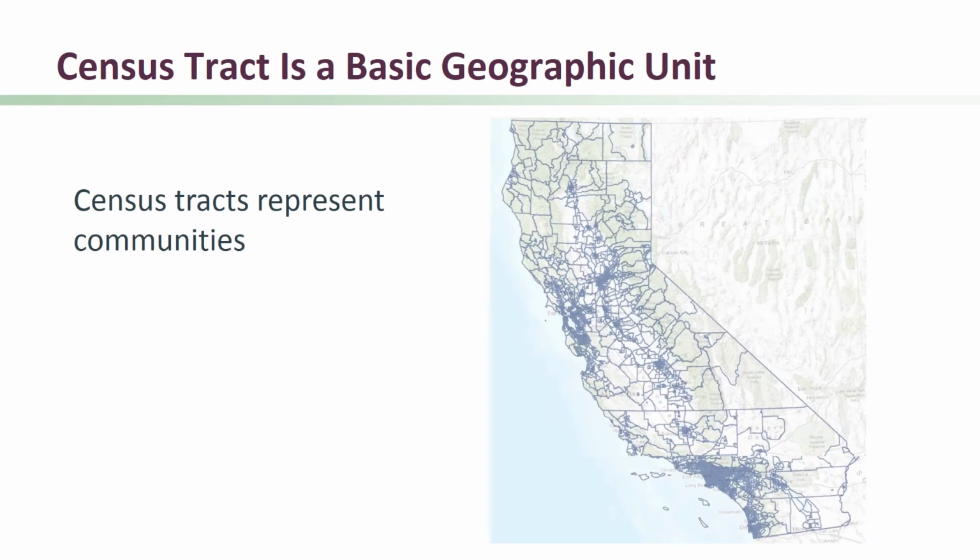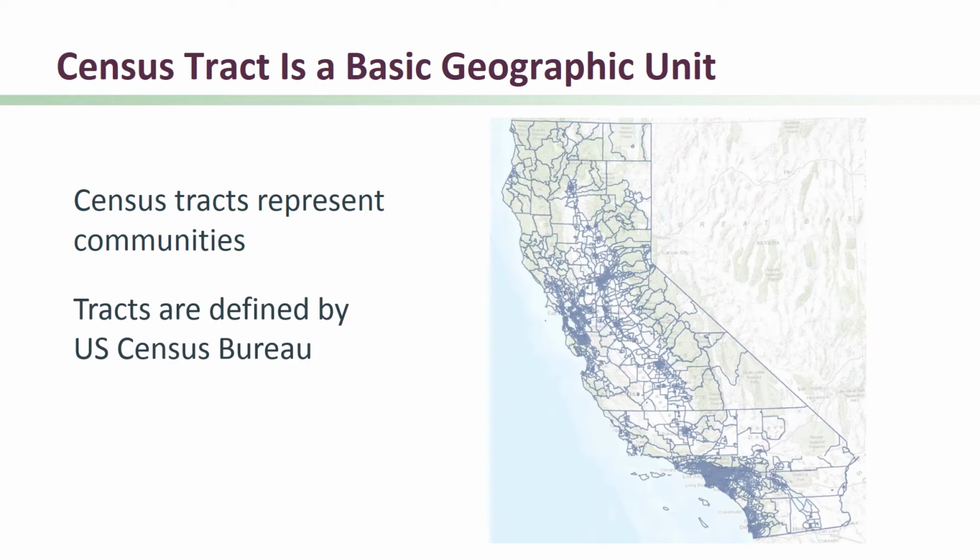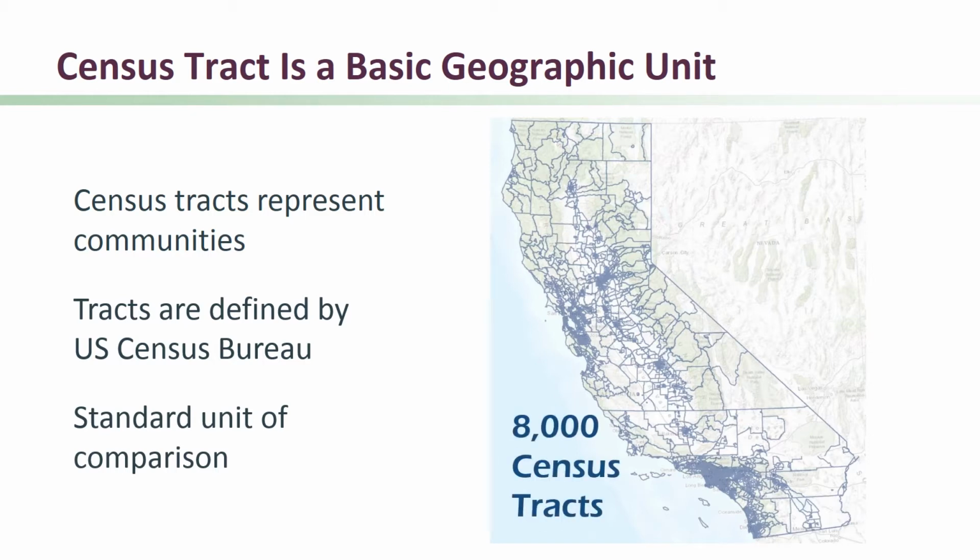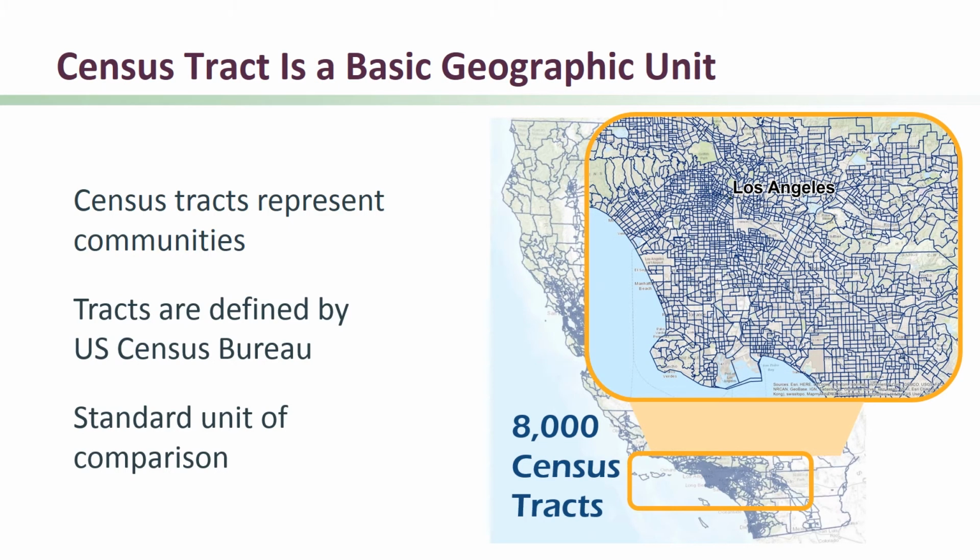Census tracts were selected as the basic unit of geography for CalEnviroScreen. Census tracts here are used to represent communities. Census tracts are areas defined by the U.S. Census Bureau and used as standard units for measuring population characteristics. California has about 8,000 census tracts. The size of a census tract can vary depending on how many people live in the area. As you can see from this map of the Los Angeles area, census tracts in cities are generally smaller than census tracts in more rural areas.